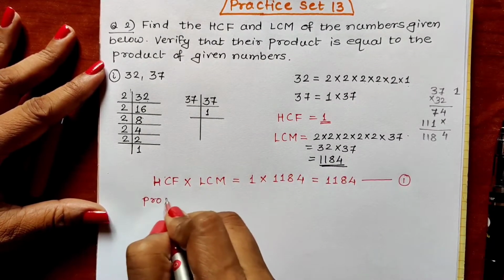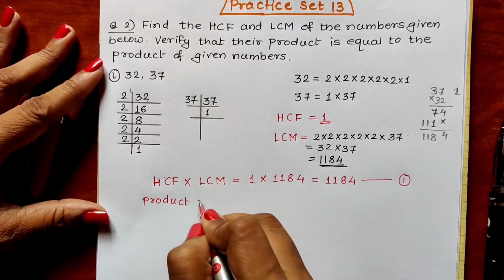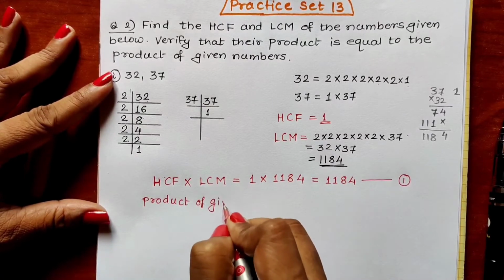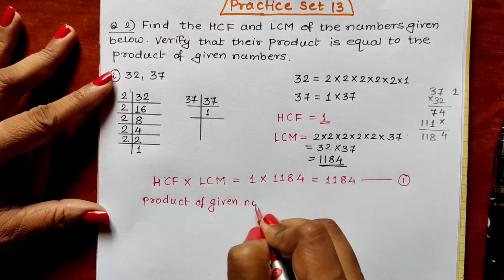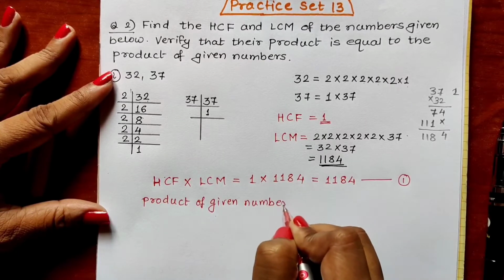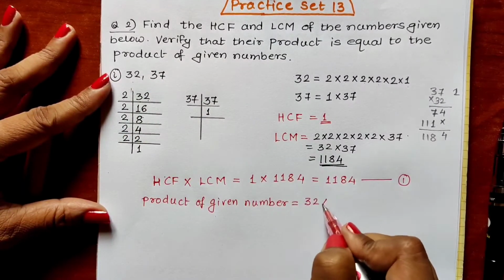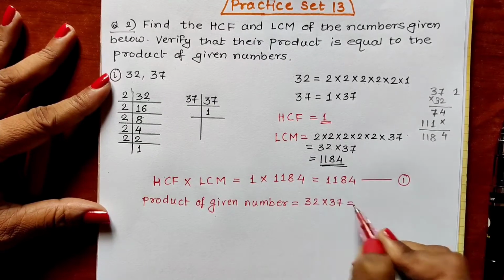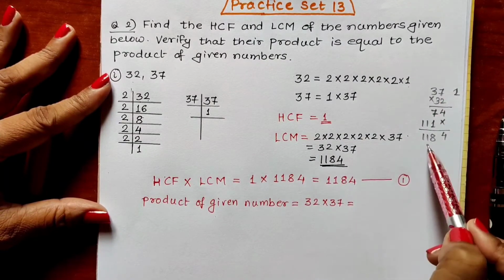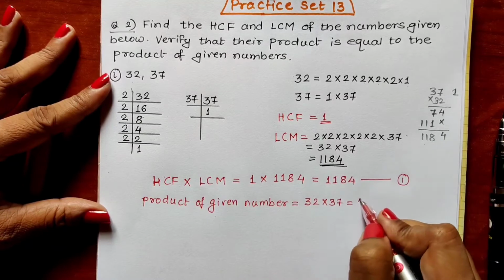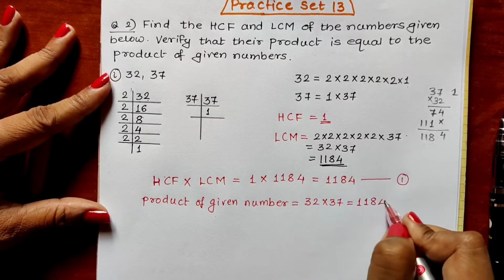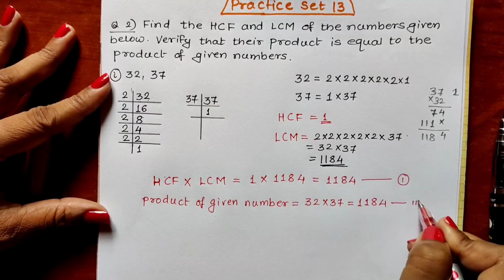So let us find out the product of given numbers. Given numbers are 32 and 37. So 32 multiplied by 37. What we will get? 32 into 37, we have got 1184. So we are getting 1184. Same answer. This will be our equation number 2.